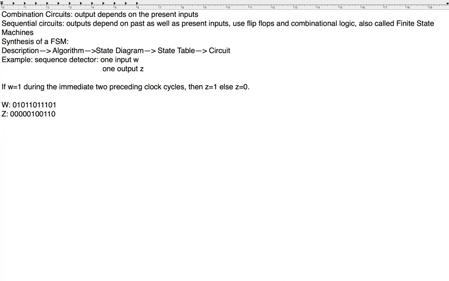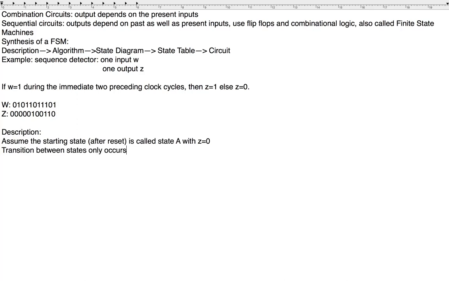Now what we need to do for our description here, that's what we start off with first. Start with the description. Assume the starting state. Remember, you always have to have a reset. After reset is called state A, and with Z equals 0. And also transitions between the states, we know, only occur at the active clock edge. Okay, now we need to do the actual algorithm.